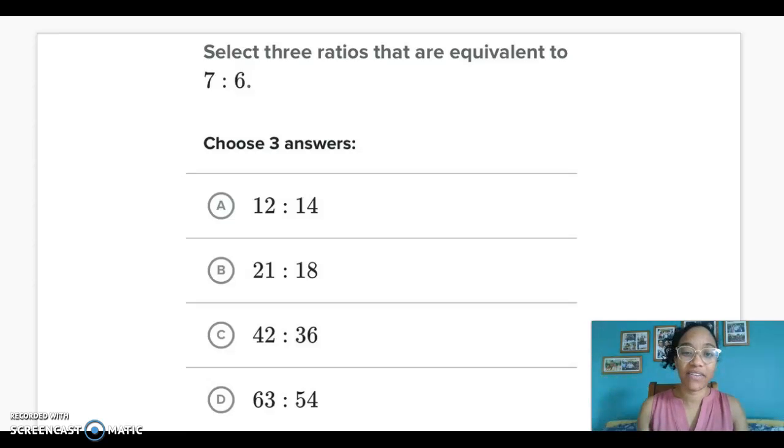How do I get from 7 to 12? 12 is not a multiple of 7. How do I get from 6 to 14? 14 is not a multiple of 6. So A is not a correct answer.